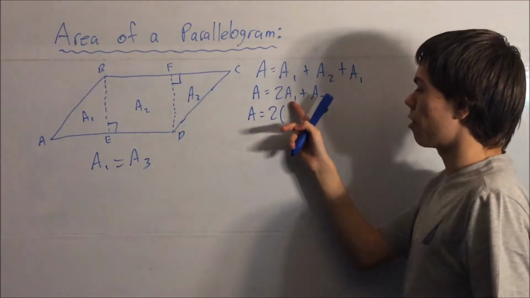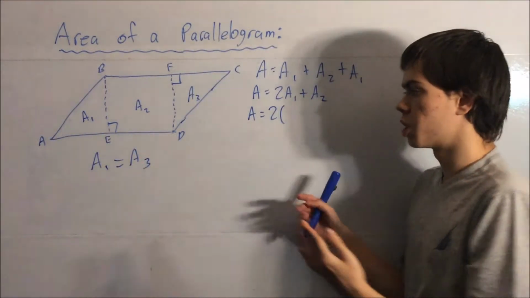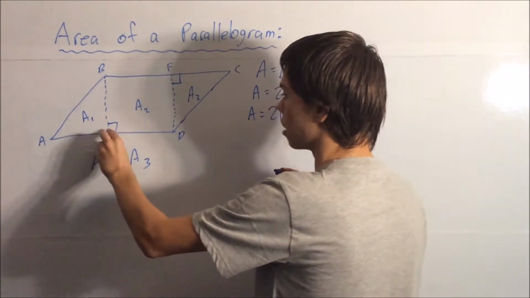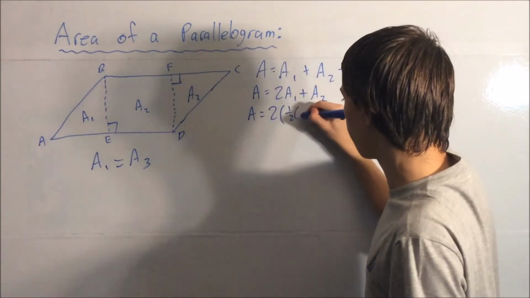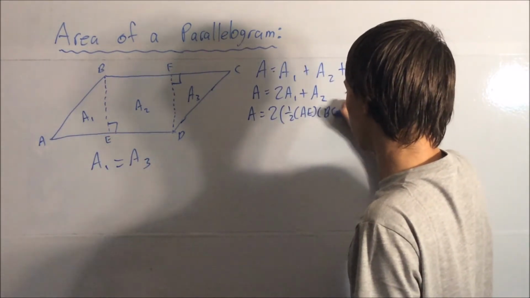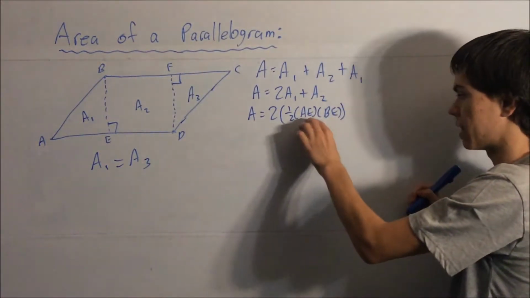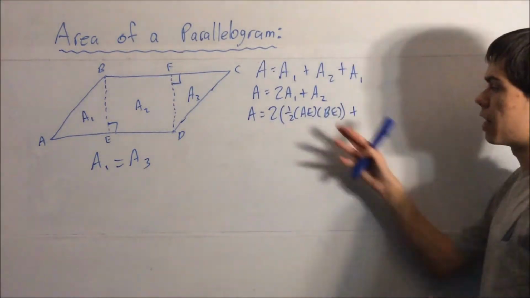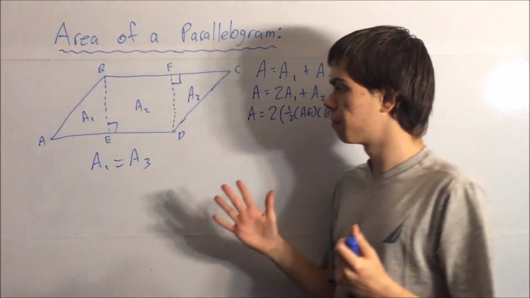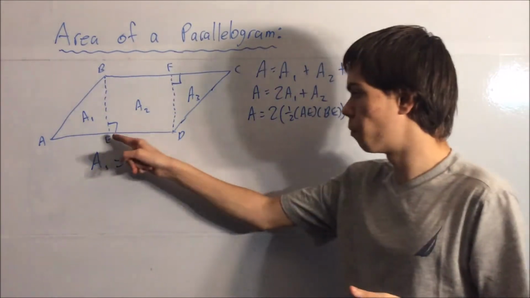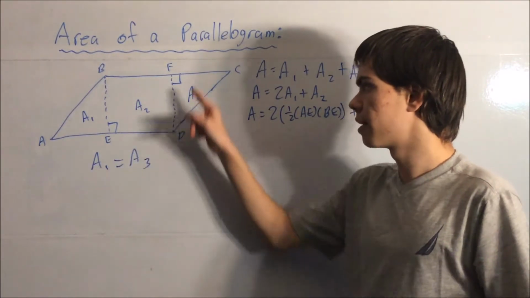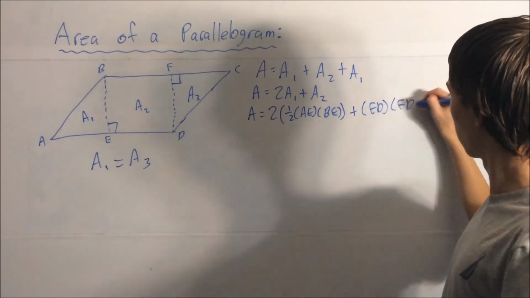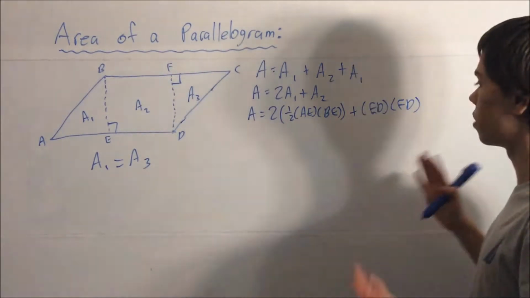Now, we know that area 1 is the area of a right triangle, which is going to be 1/2 base times height. Now, the base is AE, the height is BE. So we have 1/2 AE times BE, right? So 1/2 base times height of this right triangle. And then all we have to add now is area 2. And area 2 is just the rectangle. Now remember, rectangle, just base times height. So base times height. So ED times FD. Right? So this is what we have.